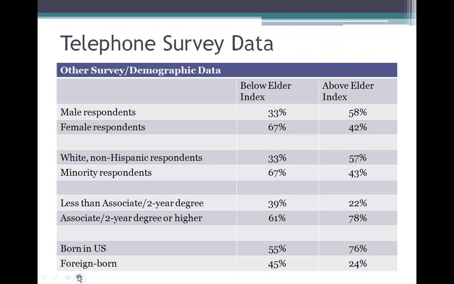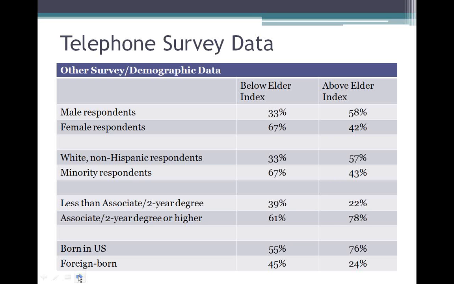Some of the things we found were really enlightening, and I'll point out some of the things that jumped out at us. The way you read this slide is if you look at each subsection. If we look at male and female respondents together, we'll see that 2/3 of respondents who were below the Elder Index were female, and 1/3 were male. If you compare that to those above the Elder Index, 58% of respondents were male and 42% were female. So here we're seeing something that was talked about earlier in the webinar, that we do see more women falling below the Elder Index than men.